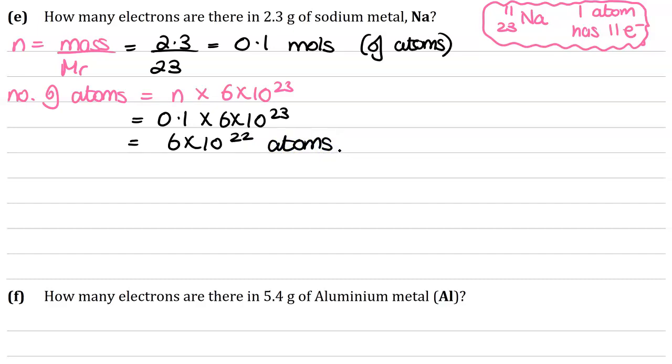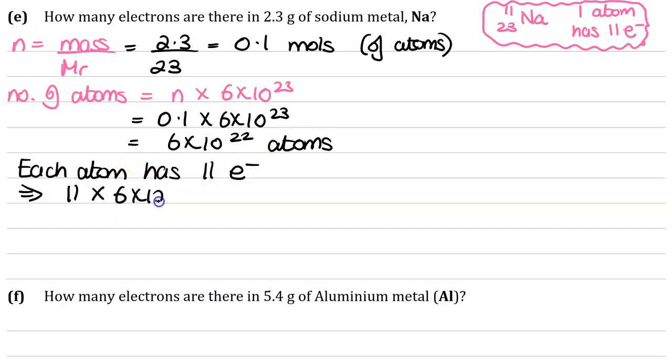Okay, so now we know how many atoms we have. So the next thing then is we have written up here already, each atom has 11 electrons. So we just need to multiply that by 11. So each atom has 11 electrons. So this implies we have 11 multiplied by 6 by 10 to the 22, which is equal to 6.6 by 10 to the 23 electrons.